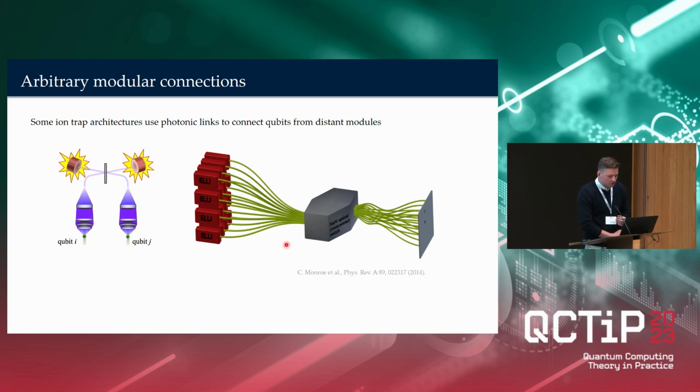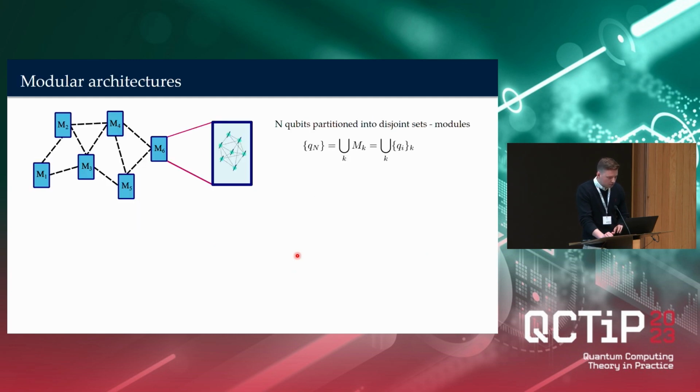And you have some photonic links through which you can generate entanglement between qubits in distant ion traps. That also gives us a chance to produce the long-range entanglement that is necessary to create better codes. So we wanted to generalize our construction to this setting.